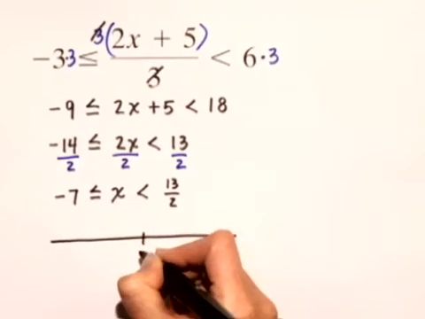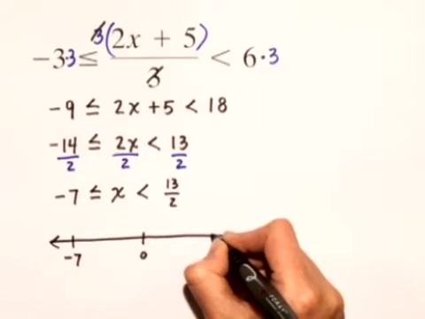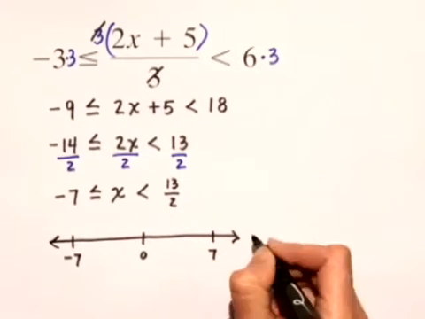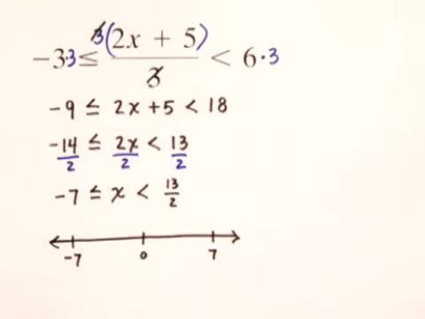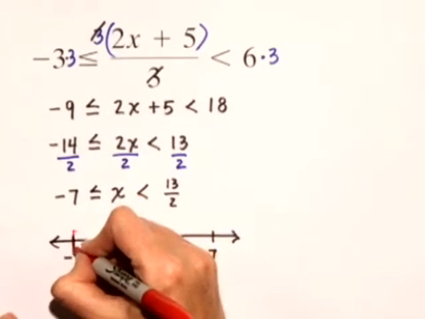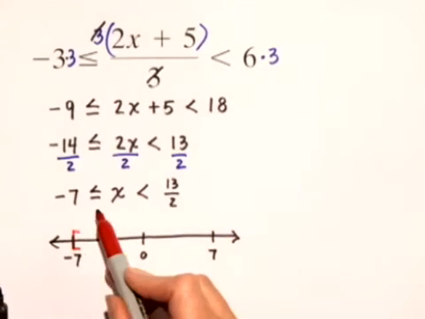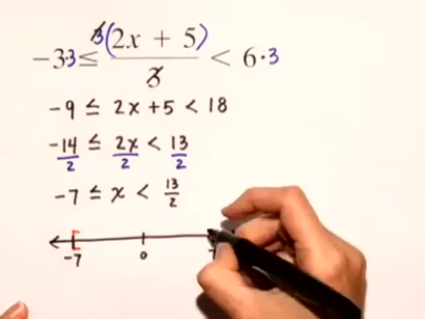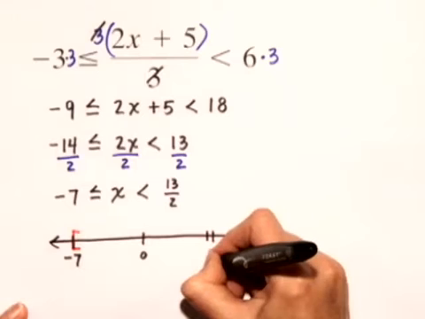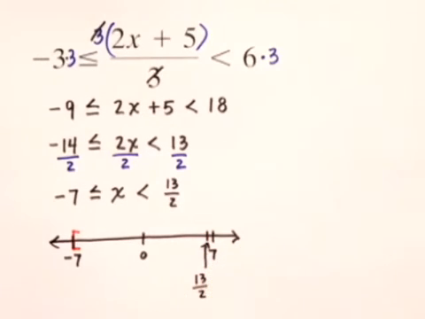So we have 0, here's -7, and on the right here's +7. So notice that x can be equal to -7. So we're going to put a bracket. And it can be any value up to, but not including 13/2. Now 13/2 is right about 6.5. So I'll put 13/2 right there.